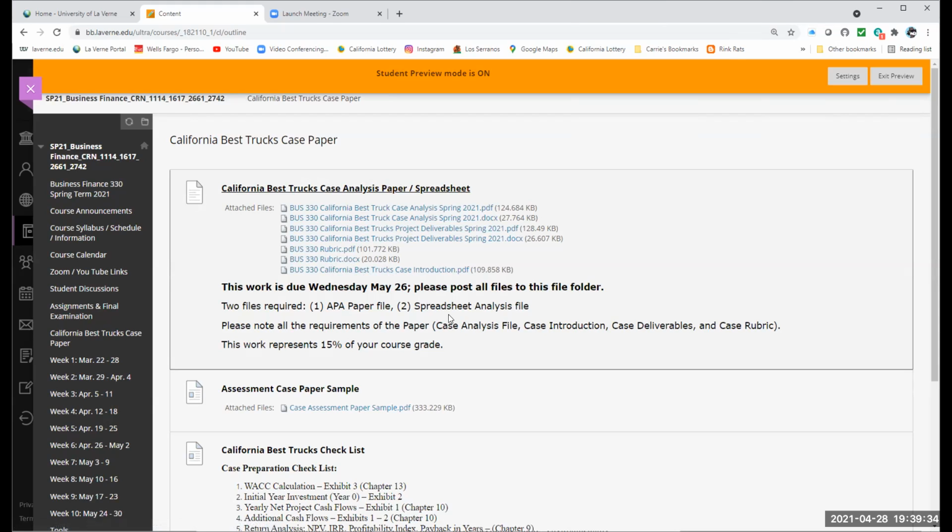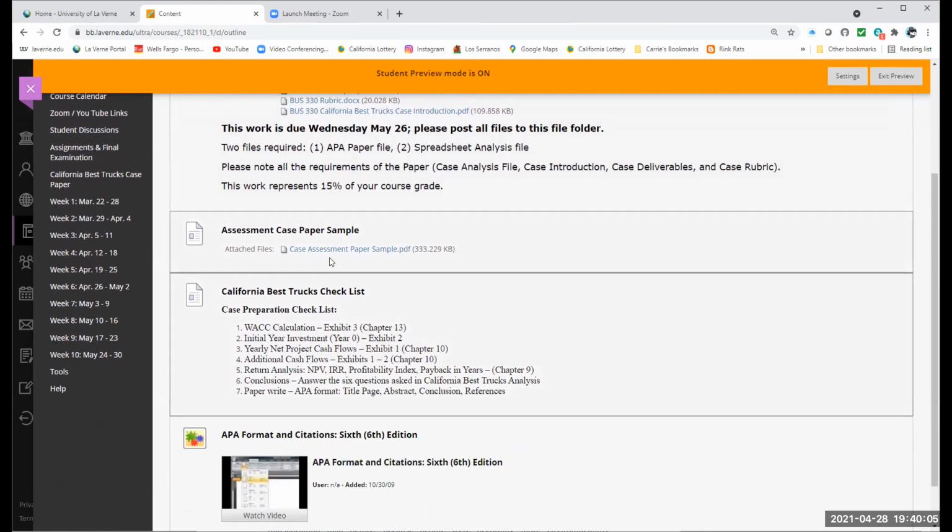This work is due Wednesday, May 26th, and you are to submit 2 files to this file folder. One file is your paper in either Word or PDF format. The other file is a spreadsheet analysis, or a capital budget analysis, of the task of this case paper. This case paper is worth 15% of your grade, but it also involves questions on your final examination as well.